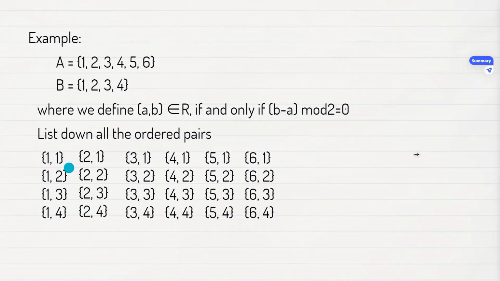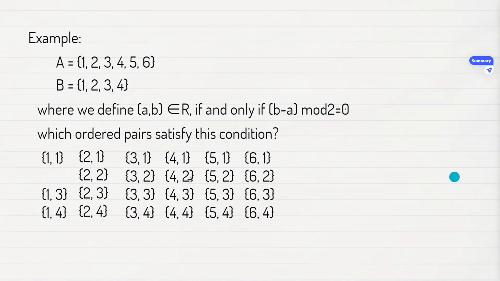Now let's talk about the first one. 1 minus 1 is equal to 0. Divided by 2 is 0 and gives us no remainders, which means that it satisfies the condition. The second pair, on the other hand, 2 minus 1 is equal to 1. When divided by 2, gives us a remainder of 1. Therefore, it does not satisfy the condition, which means it is not a relationship.